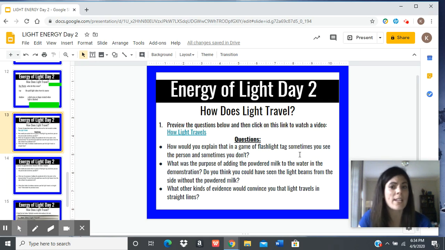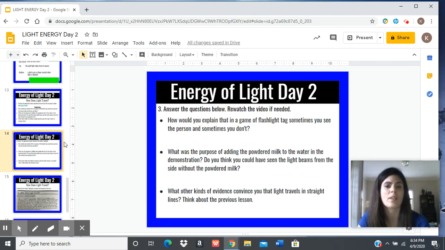For Energy of Light Day 2, How Does Light Travel? You're going to be watching a short video. You're going to click on this link for a video, How Light Travels, after you review the questions below. When you finish watching the short video, you will be answering those 3 questions that you previewed on another slide.